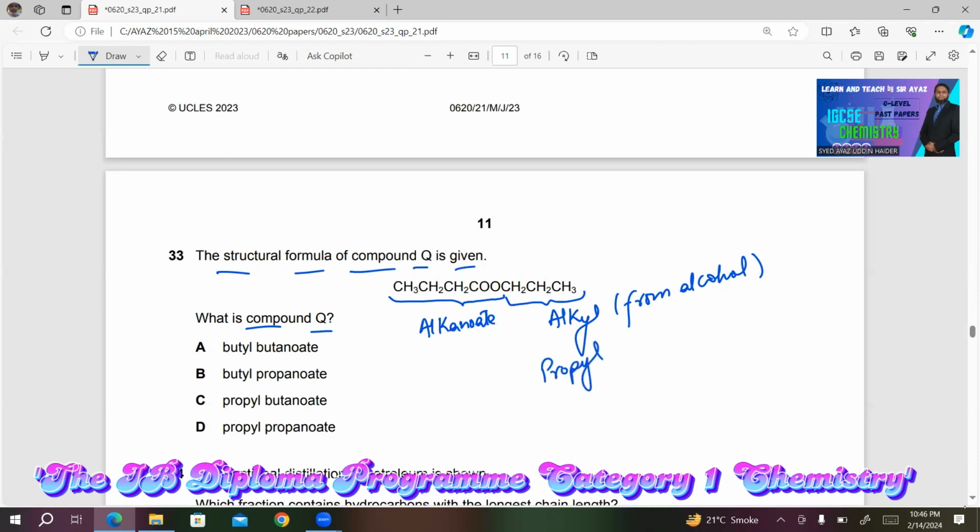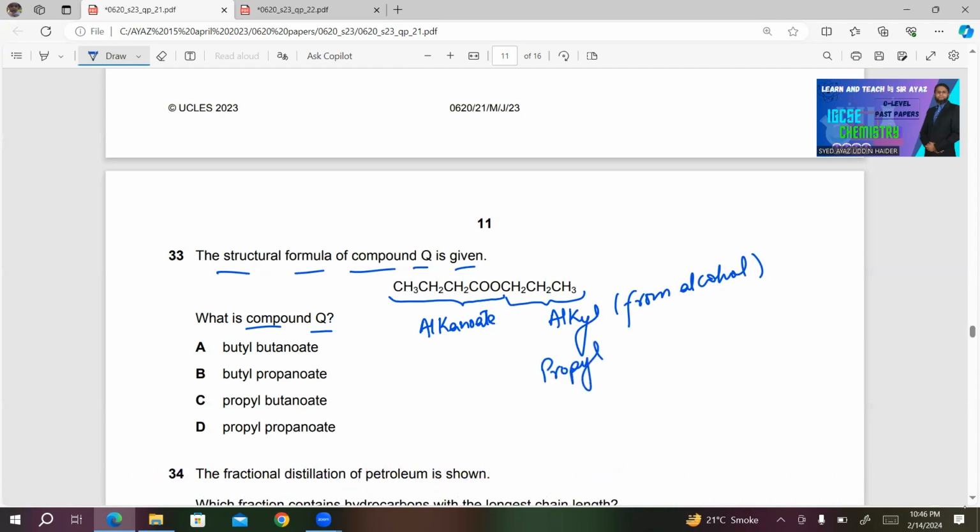Propyl. What about the alkanoate? Alkanoate is coming from carboxylic acid. So how many carbon atoms? 1, 2, 3, 4. So we have propyl butanoate. This must be propyl butanoate. So C must be the right answer for this question.